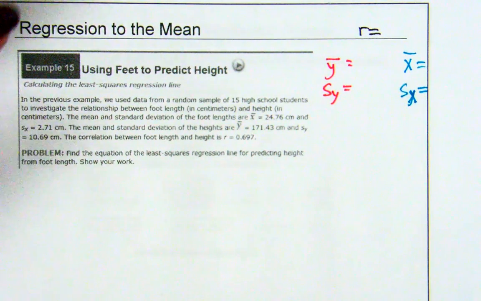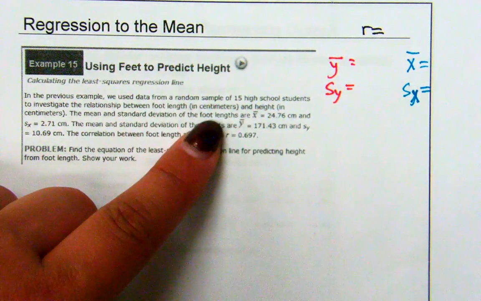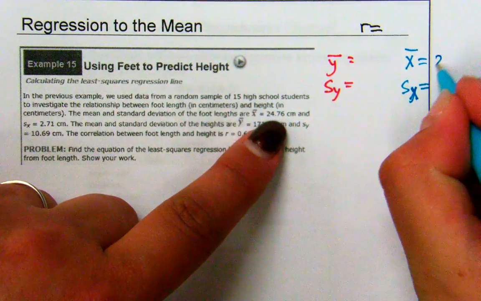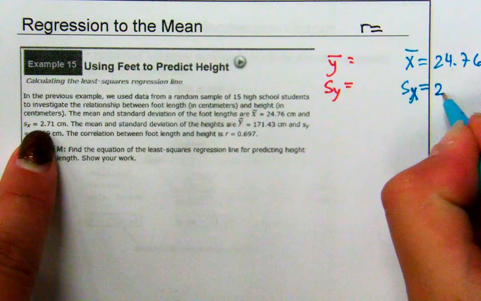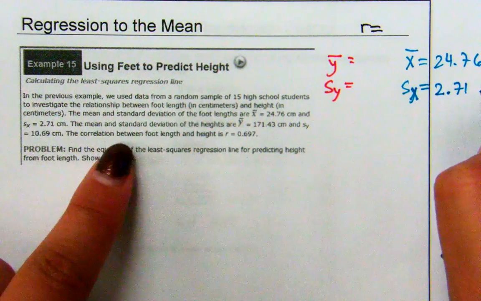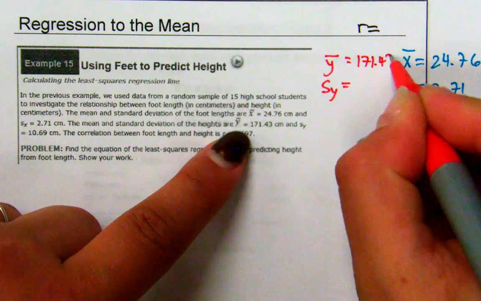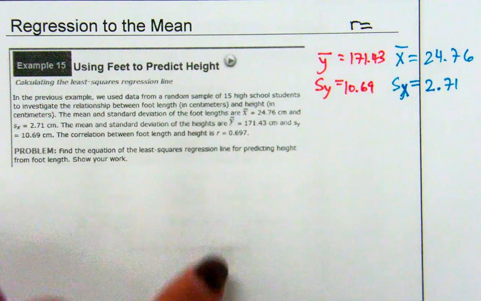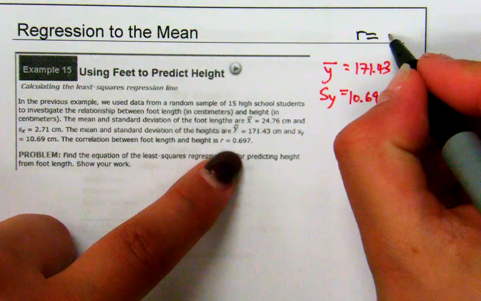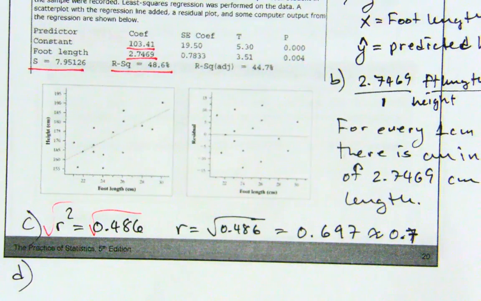So in the previous example, we used data for random samples of 15 high school students. The mean of the foot lengths, which are x's, is 24.76, and s of x, the standard deviation just for foot length, is 2.71 centimeters. The mean for the heights is 171.43, and the standard deviation for the heights is 10.69. And the correlation between the foot length and the height is r equals 0.697, which is actually what we found, by the way, in case you didn't realize that. We actually did it over here, right?